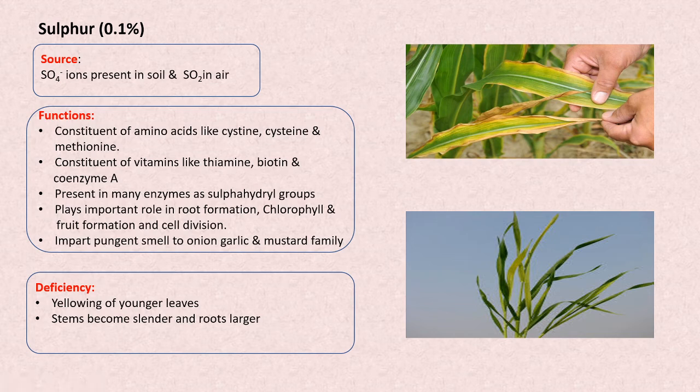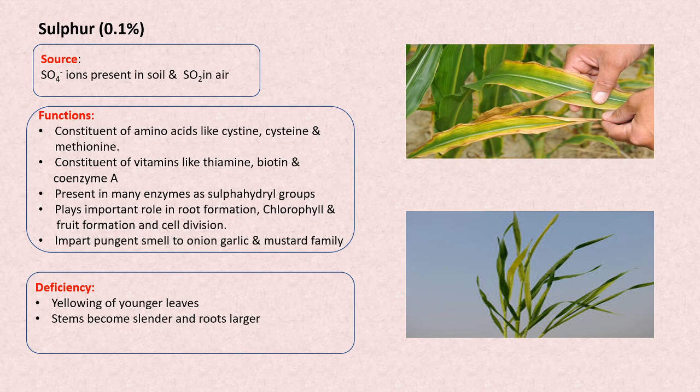Sulfur deficiency. Sulfur constitutes 0.1% of the total dry weight, and the source of sulfur is sulfate ions present in the soil, and a very little from air also enters into the plant body as sulfur dioxide through stomata. And what are the functions of sulfur?